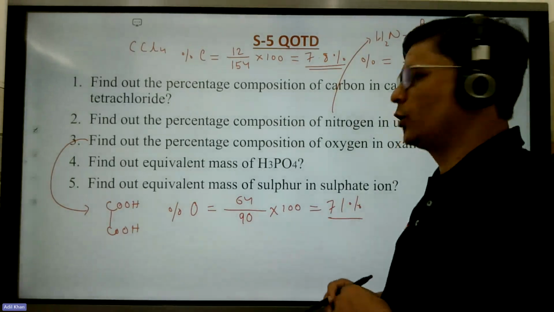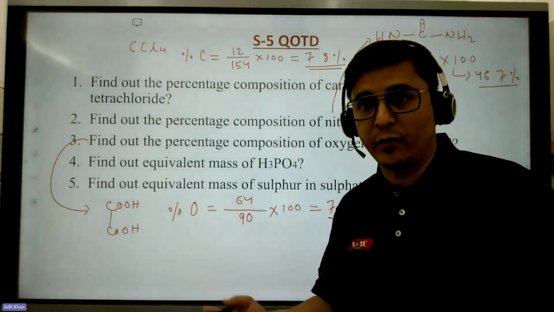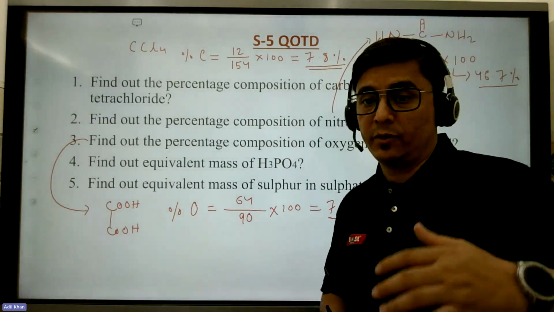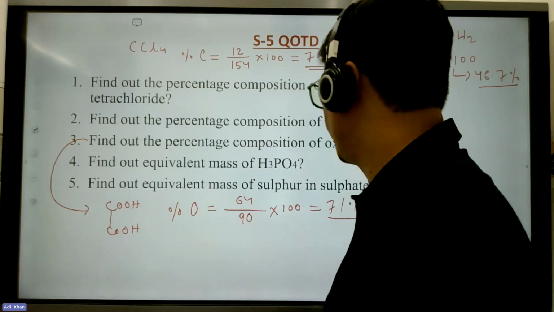Fourth one, you have to find out the equivalent mass. Equivalent mass concept we have discussed last class in detail. What do you mean by equivalent mass? I have given you the example of friends eating samosa, dhokla and all those things. I hope you can recall.